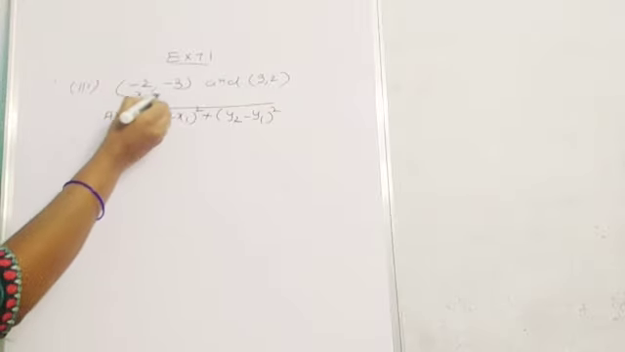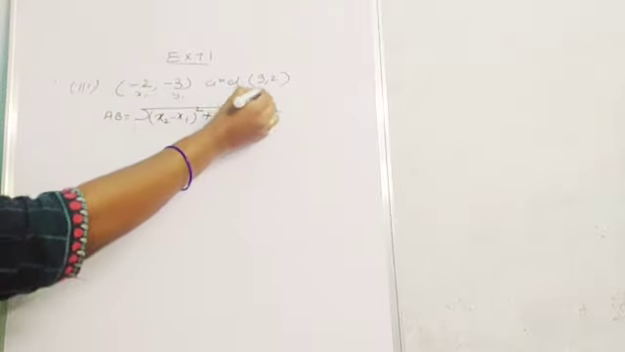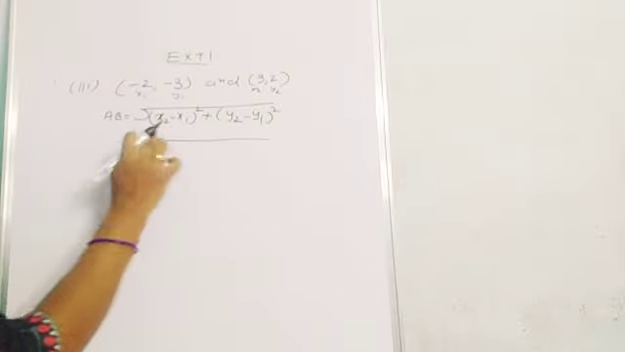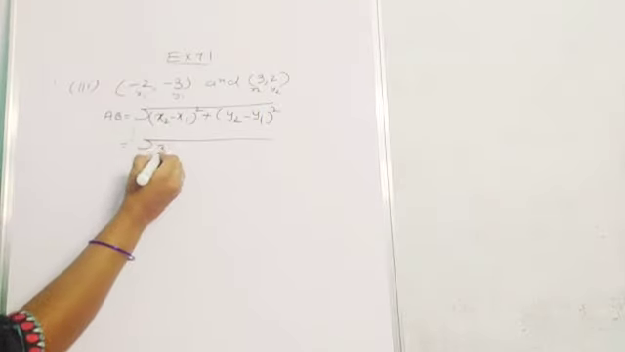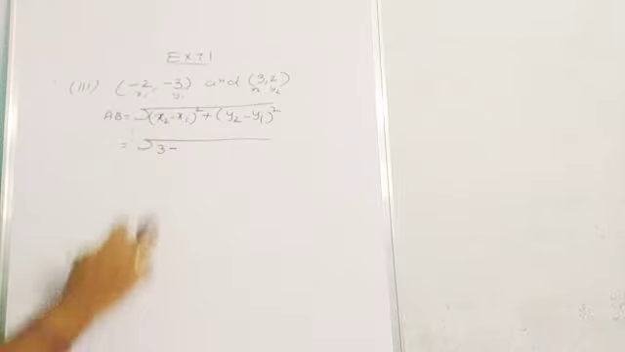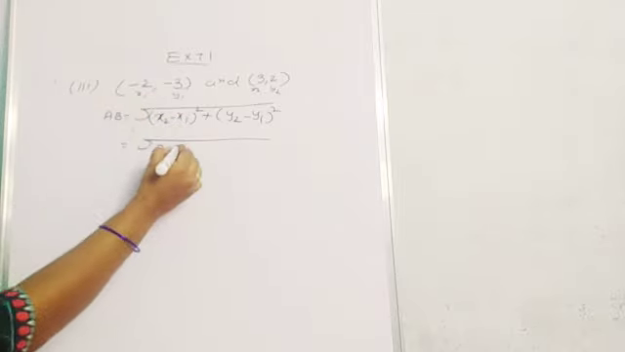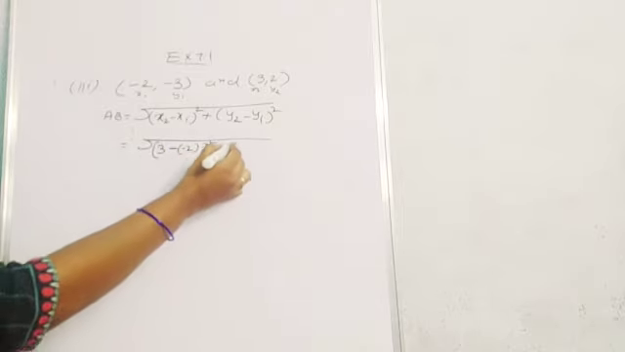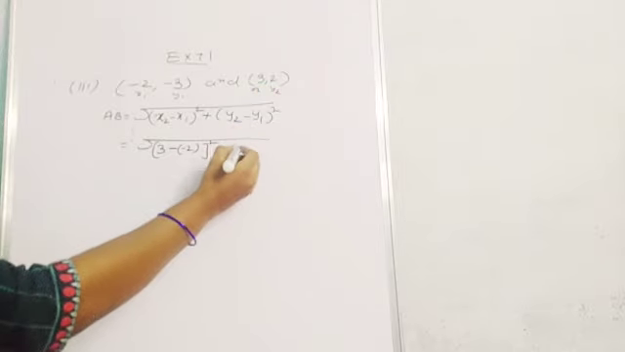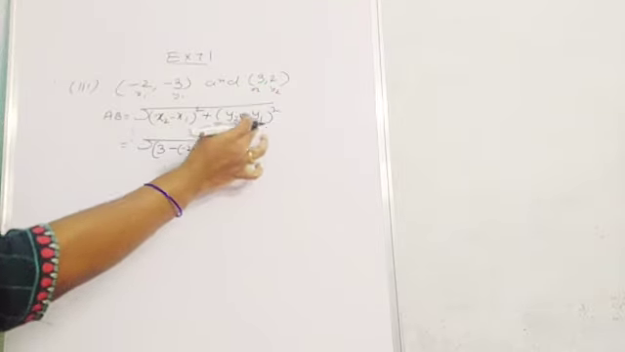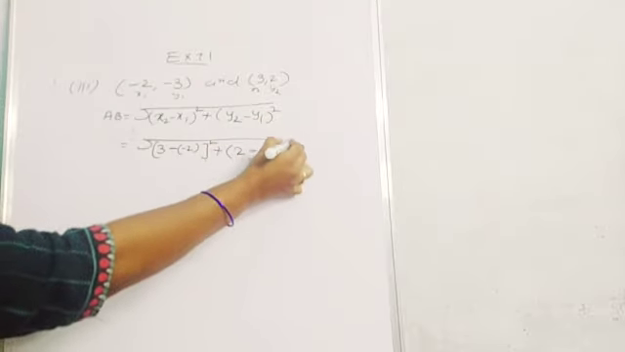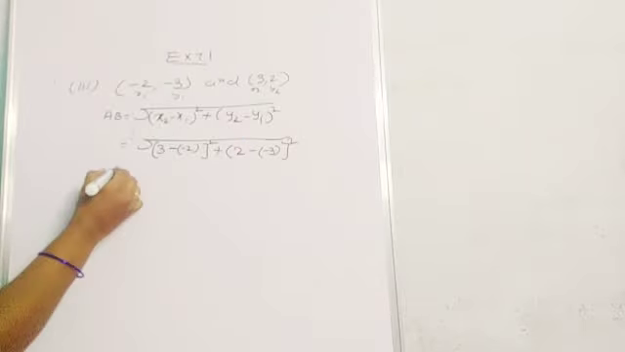Now this is x1 and y1, x2, y2. Now we have to substitute the values for x1, y1, x2, y2. What is the value for x2 here? 3. What is the value for x1? Minus 2, so I write minus 2. Whole square is there, so I write whole square, plus y2, which is 2, minus y1, which is minus 3, and whole square.